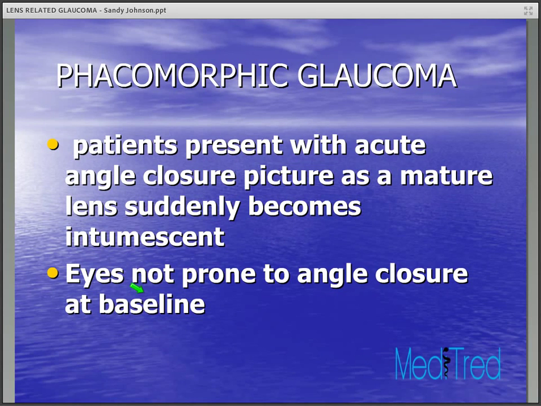So just like a white cataract, as we started this lecture, could lead to an open-angle secondary glaucoma, a white cataract can also lead to a secondary angle closure glaucoma. So the mature lens suddenly becomes intumescent, and the patient presents just like they have angle closure. And traditionally, these are eyes not prone to angle closure before this attack. It's related to the lens.